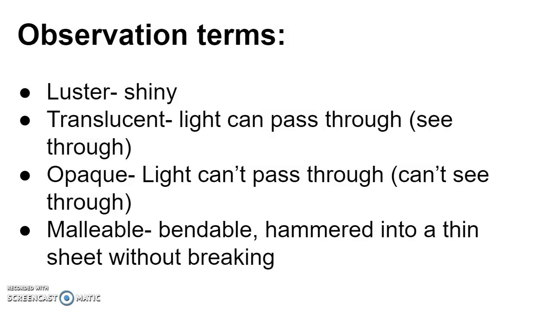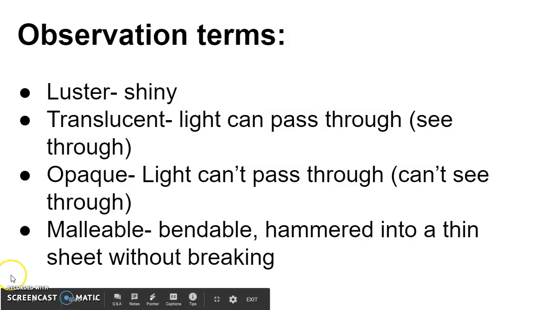Opaque, on the other hand, is the opposite. So it's talking about light can't pass through, so you can't see through it. So an example of something opaque would be like milk. Something translucent that's a solution would be like water. To show you guys the two differences between those two terms. The last one, malleable, is something that's bendable and it can be hammered into a thin sheet without breaking. A lot of the times the term malleable is used when looking at different types of metals.